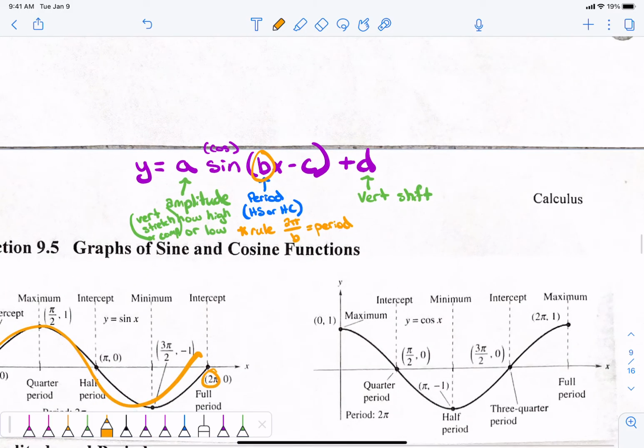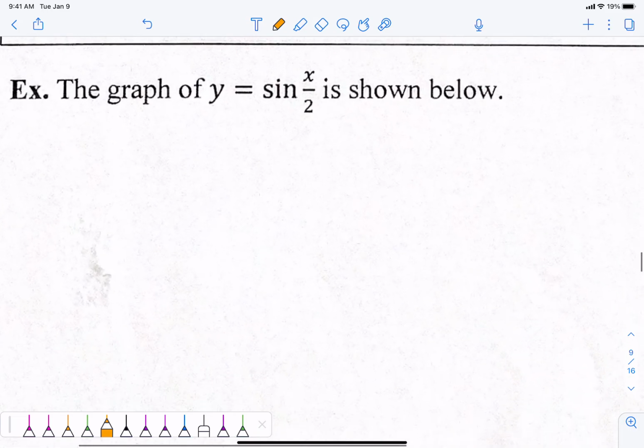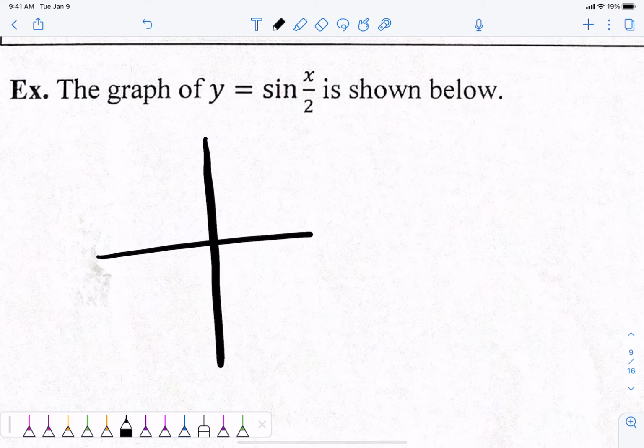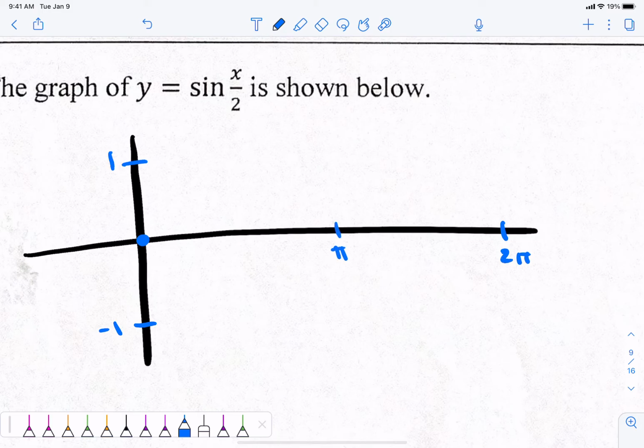All right, so 2 pi divided by b. Let's do an example down here. The graph of blank is shown below. When it's not shown below, we're going to graph it. But I'm also going to graph regular sine on here as well. Regular sine goes up to 1, down to -1, and it starts at 0. It ends at 2 pi, and halfway between is just pi. That's what it looks like.